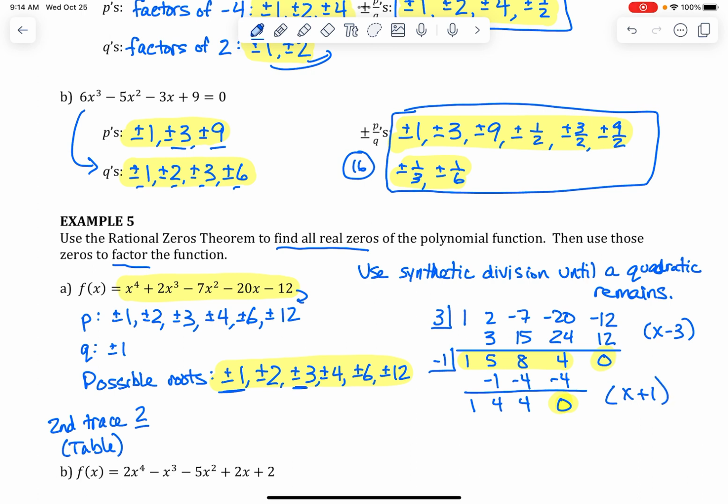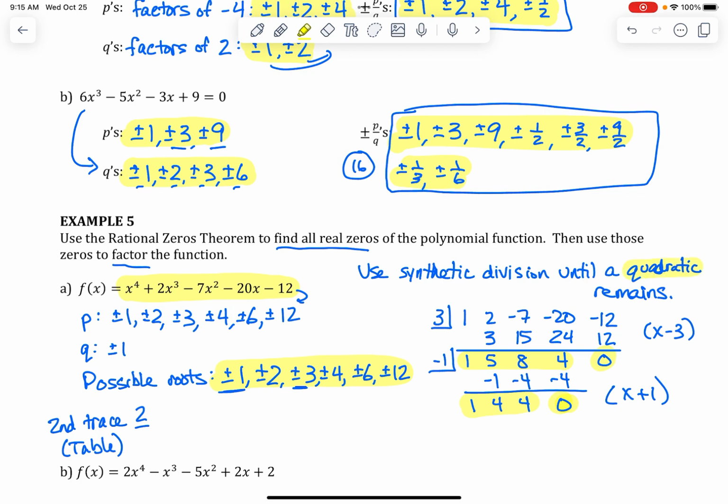Now, we know because we looked at the calculator that negative 2 is our other 0. But let's say we weren't so lucky and we didn't know that. What we could do is take what we have left in our quotient and factor that, because what's left is a quadratic.